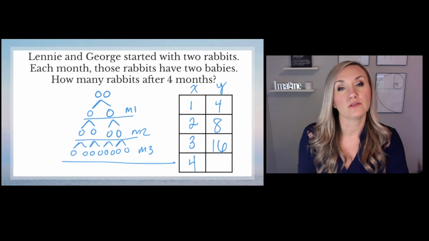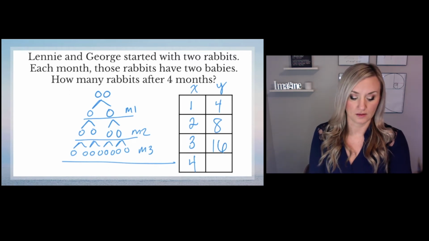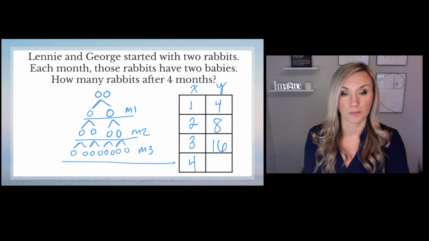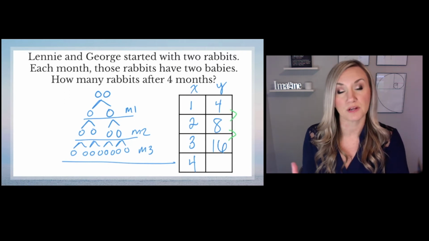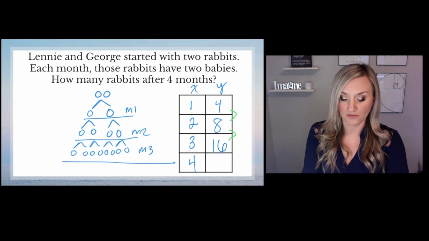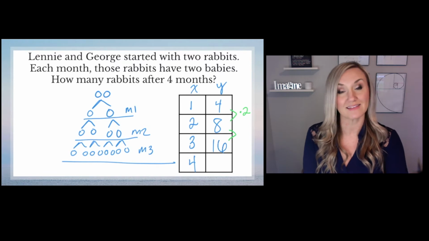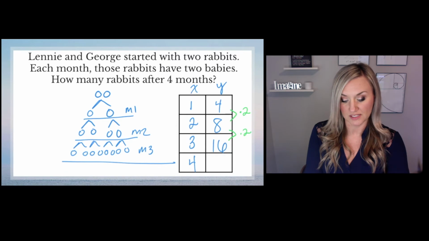Do you see a pattern that is happening with the Y values? Is it growing by a particular number? And because it's not linear, because it's exponential growth, we're going to look for a multiplier. And so 4 times 2 gives us 8. And is that the same case for each time? 8 times 2 is 16.